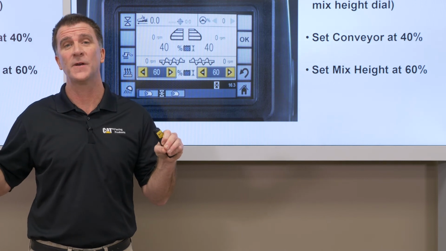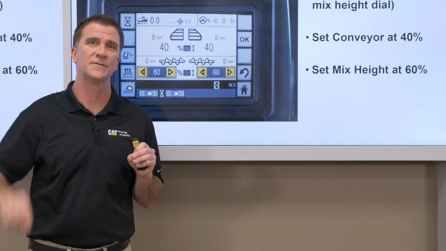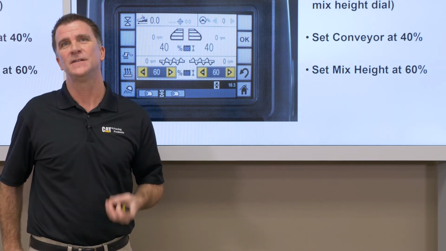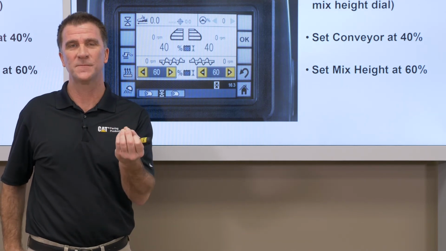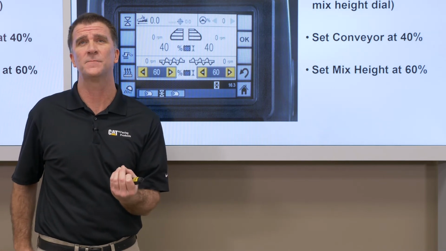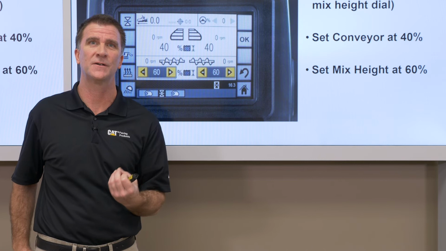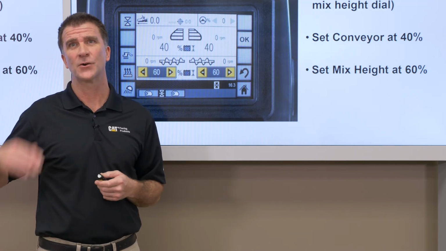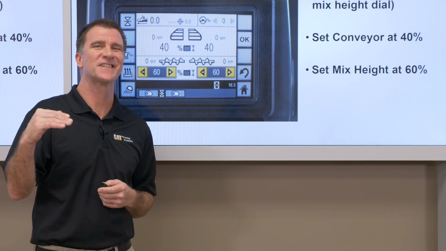It is there on all pavers. Some pavers also have it up top at the operator station. Conveyors, you're usually always able to set those at the operator station. On some models of pavers you can also set the conveyors down at the screed control panel. So conveyors at 40, mix height at 60.